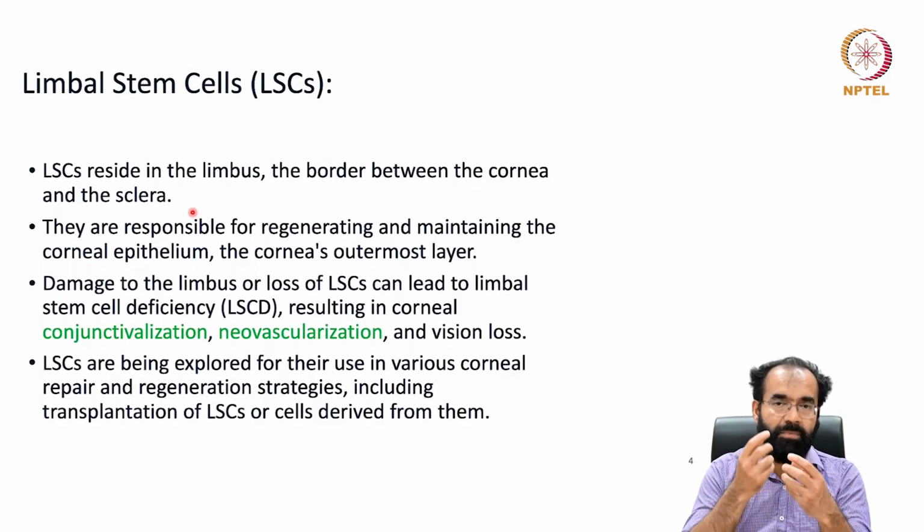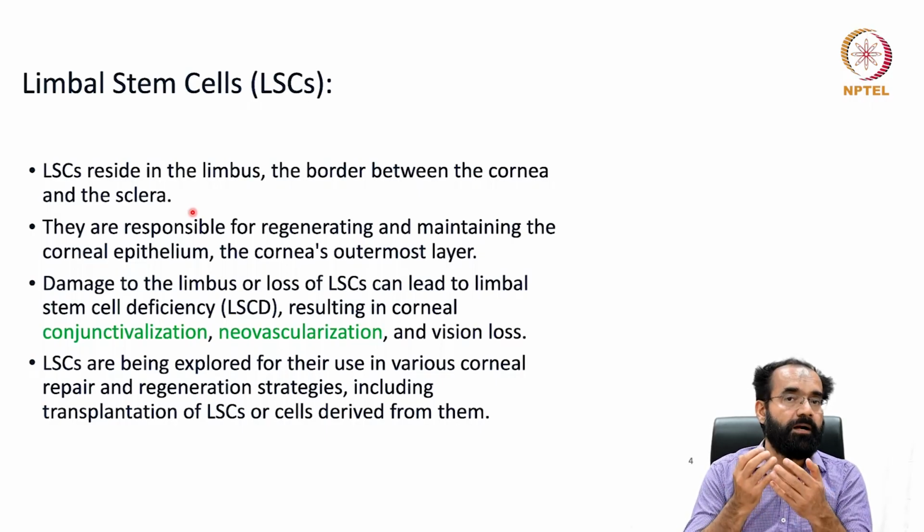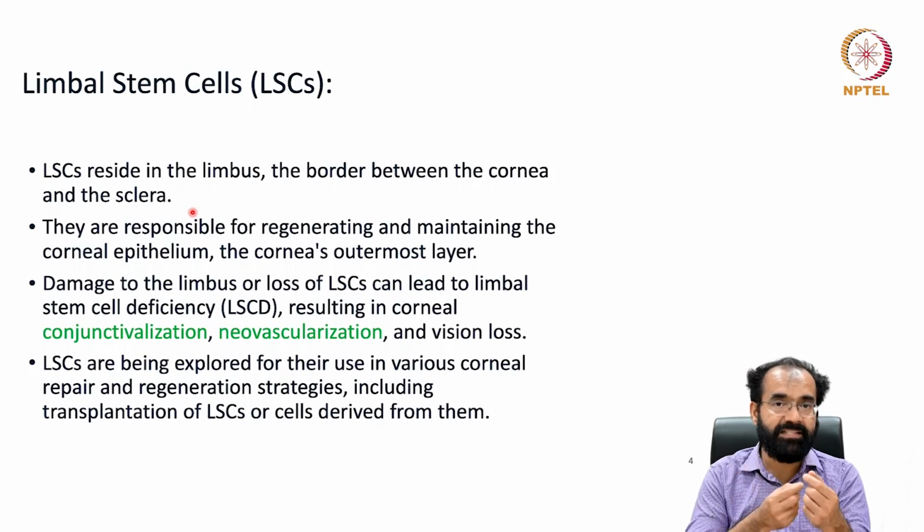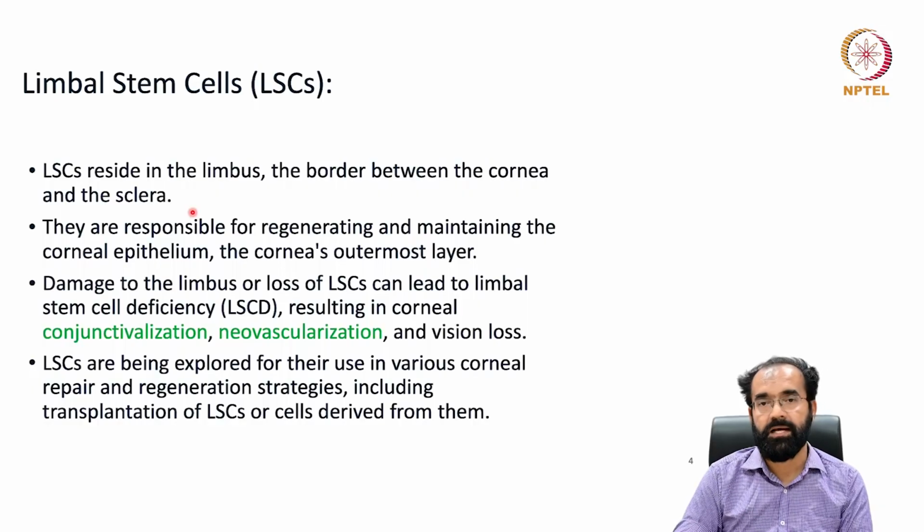So the black portion is what we call the pupil, which is covered by the cornea, and adjacent to that, transitioning into the white, that middle portion, we have the limbal cells. They are responsible for regenerating and maintaining the corneal epithelium, which is the cornea's outermost layer.